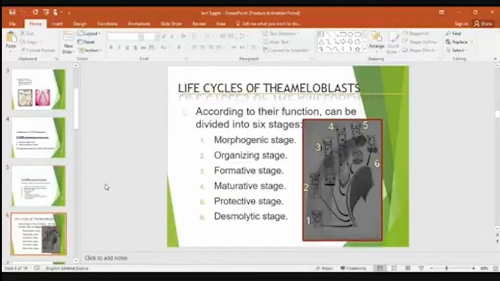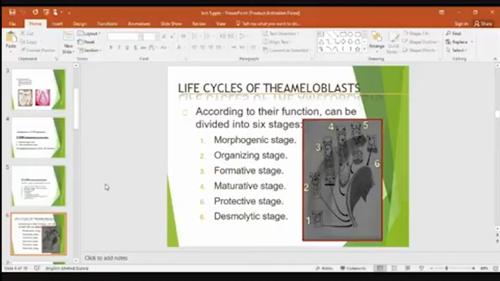Life cycle of the ameloblast. هنا عندنا الأميلوبلاست اللي هي شنو in its origin? What's in origin? Inner enamel epithelia. What's in origin? Ectodermal cells. According to their function. خلال الفانكشن مالتها. Many references make division أو classification إلى 6 stages. To 6 stages. أول stage we called it morphogenic. The second one organizing stage, and the third one formative stage, maturative stage, protective and desmolytic stage.